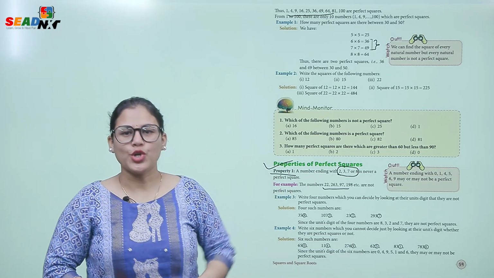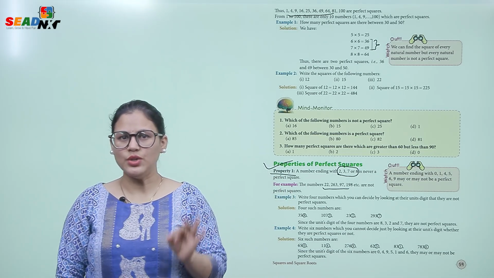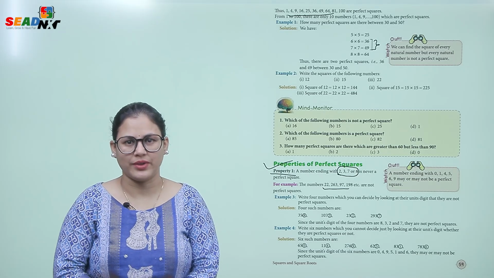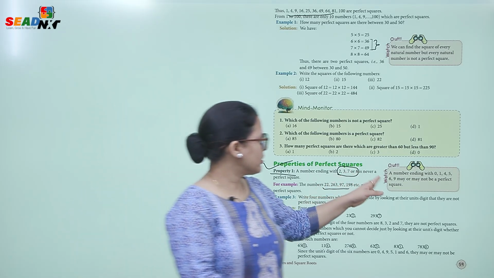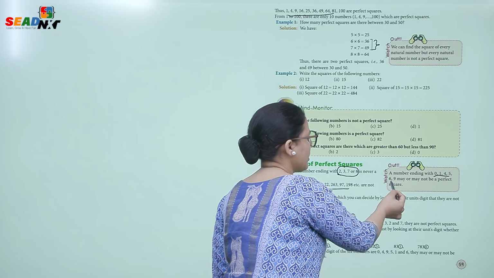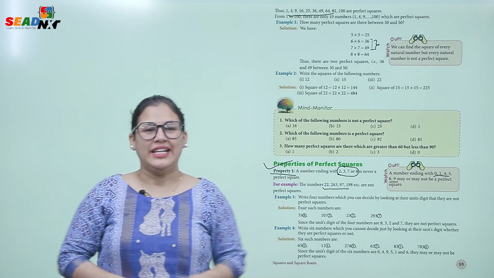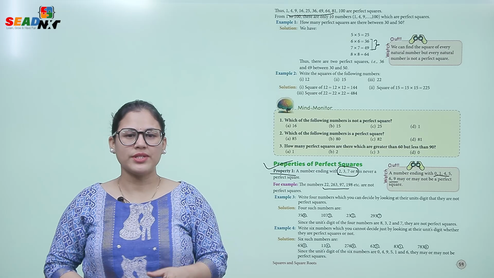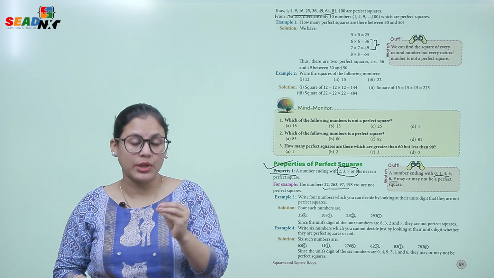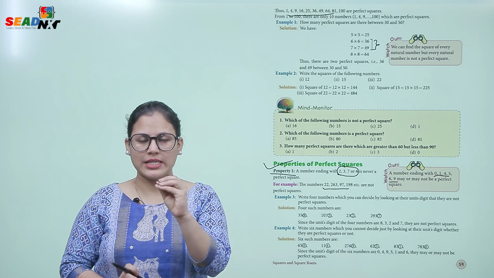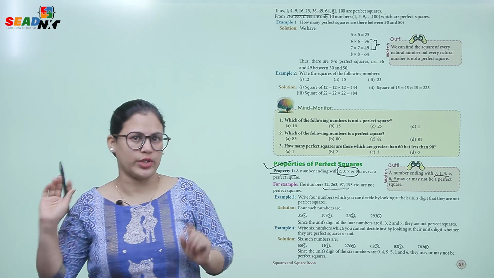Watch out. A number ending with 0, 1, 4, 5, 6, 9 may or may not be a perfect square. Okay, so जिन नंबर्स के एंडिंग में ये नंबर्स आते हैं वो परफेक्ट स्क्वायर हो भी सकते हैं और नहीं भी हो सकते. Okay, example 3 देखते हैं. Four numbers which you can decide by looking at the units digit that they are not perfect squares. अब आपको स्क्वायर्स पता नहीं करना है, आपको सिर्फ उसकी यूनिट डिजिट देख के बताना है.